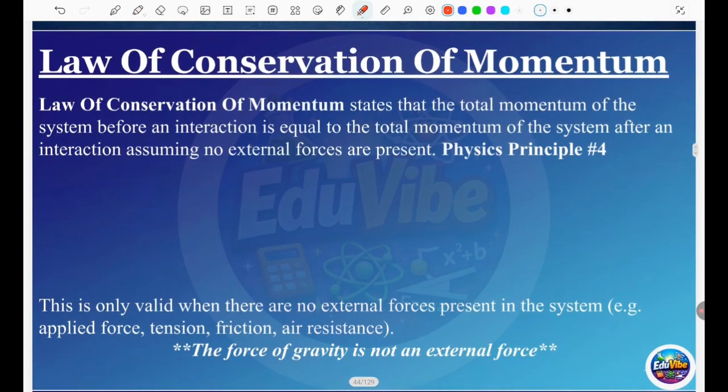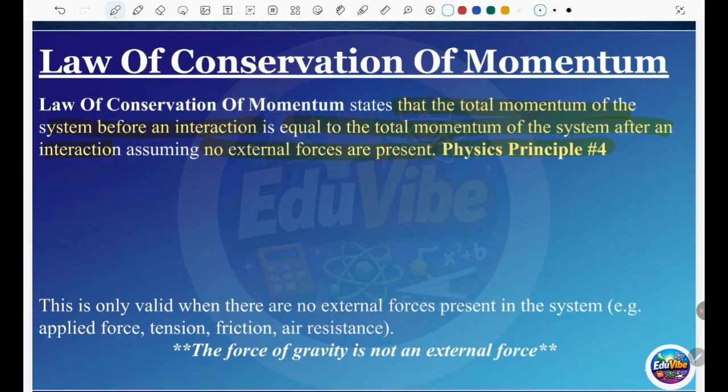From here you get the conservation of momentum. It states that the total momentum of the system before an interaction is equal to the momentum of the system after the interaction, assuming no external forces are present. As you all know, in momentum we are not dealing with external forces. And this is physics principle 4.